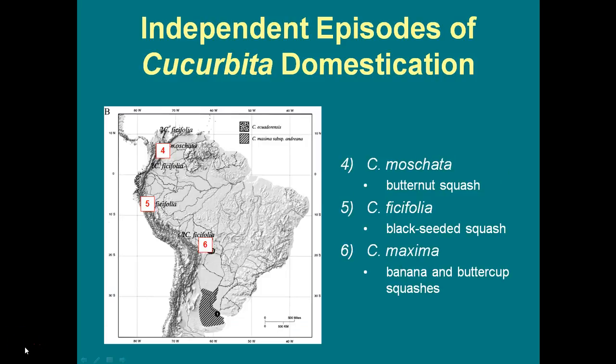There were also independent episodes of domestication of other species of Cucurbita in South America. In the northern part of South America, Cucurbita moschata, the butternut squash, was domesticated. Further down the coast, the black-seeded squash. And in the interior, in the upper headwaters of the Amazon, Cucurbita maxima, different banana and buttercup squashes, were domesticated. And you can find butternut, banana and buttercup squashes in the market today, but black-seeded squash is not something that is found in North American produce sections.